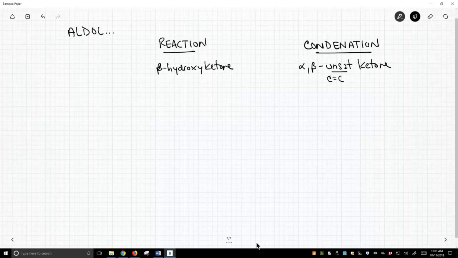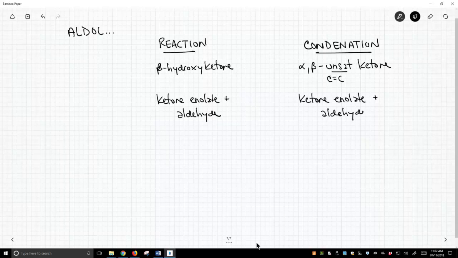Both of them involve a ketone enolate plus an aldehyde as your electrophile. So the enolate's a nucleophile, the aldehyde is the electrophile. So we'll write that over here too. This also is going to form a ketone enolate plus an aldehyde as the electrophile.